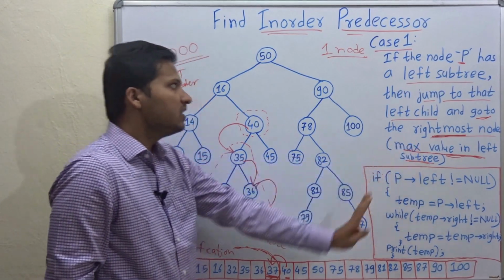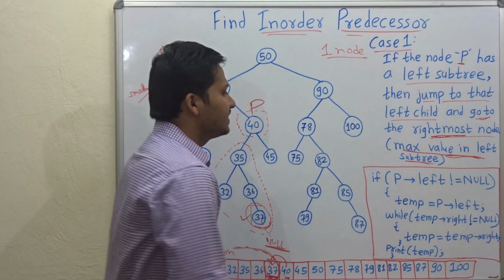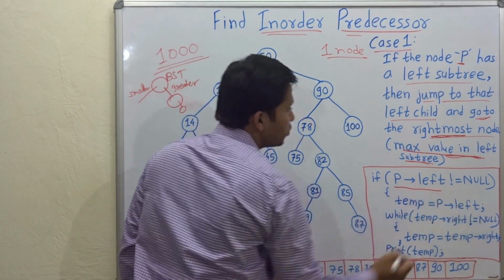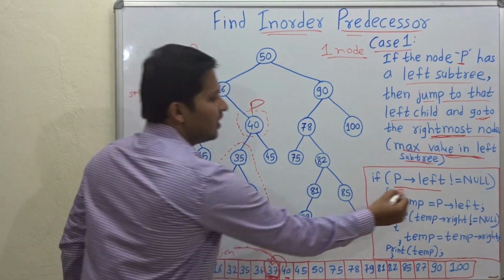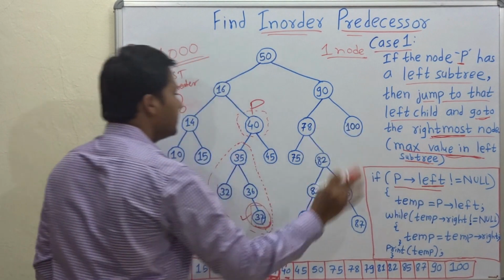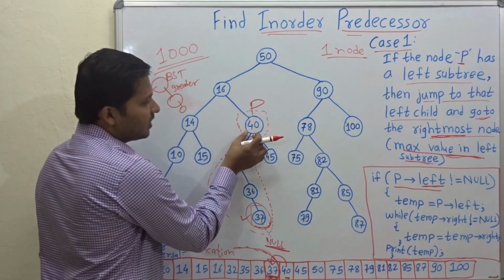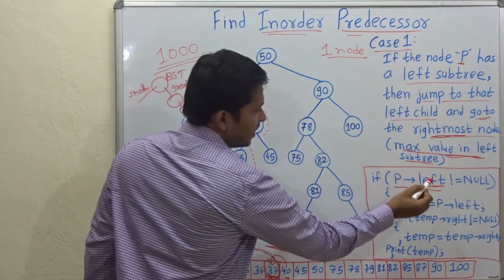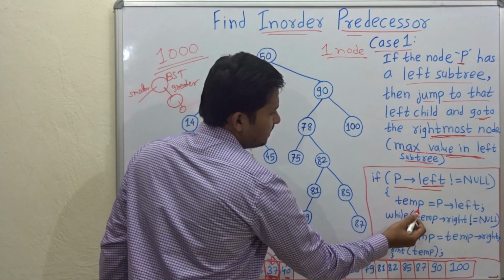So that is the meaning of in-order predecessor. So let's look at the code now. So this is the code. See here, first we check if p points left is not equal to null. That means we check whether the left subtree is present or not. Means for p we check whether the left child is present or not. So if it is present, then we go inside the if condition.